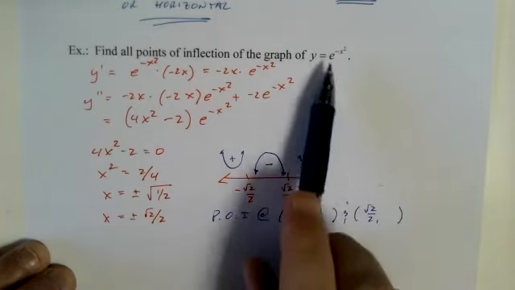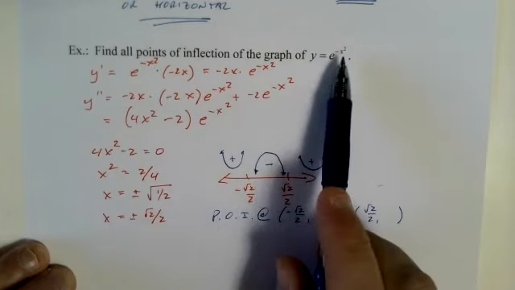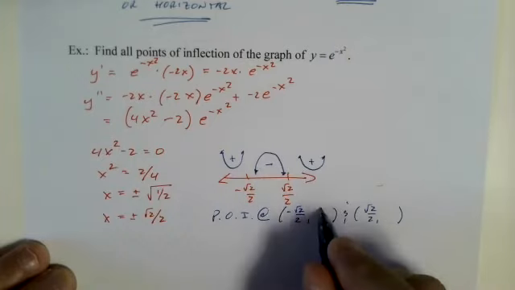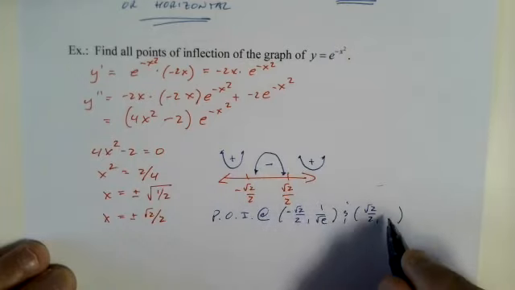Let's see if I plug this back into the original. That's the square root of 1/2, so square root of 1/2, e to the negative 1/2, also known as 1 over root e, is the same thing, 1 over root e.